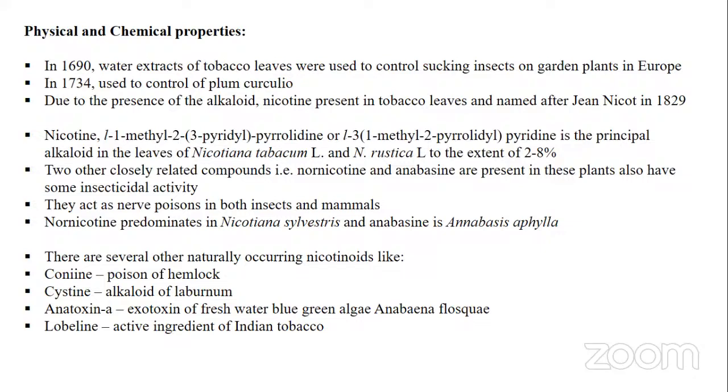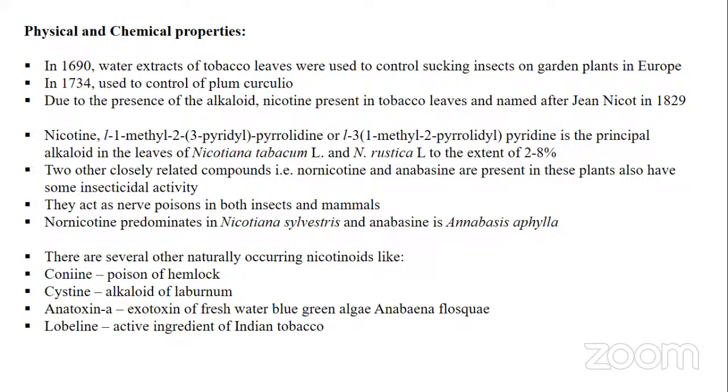These are the chemical names of this particular alkaloid. Two other closely related compounds, that is nornicotine and anabasine, are present in these plants and also have some insecticidal activity. They act as nerve poisons in both insects and mammals. Nornicotine predominates in Nicotiana sylvestris and anabasine in Anabasis aphylla.